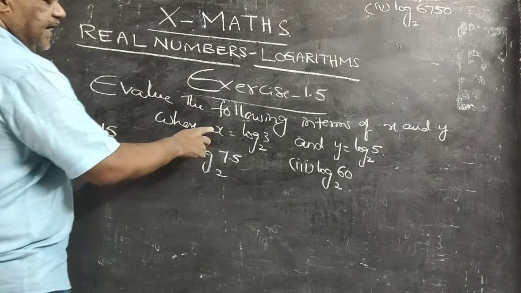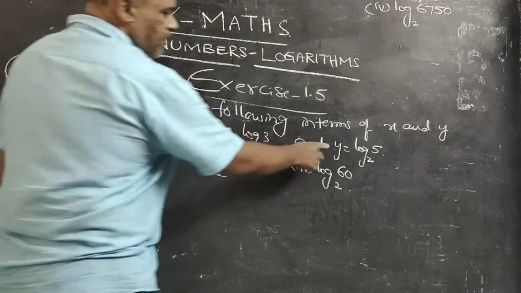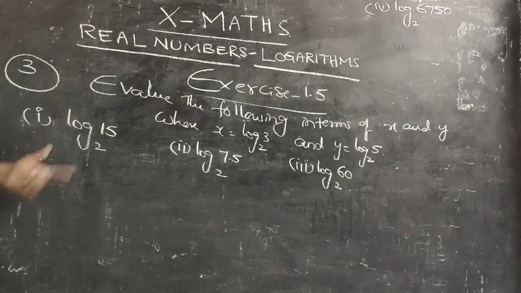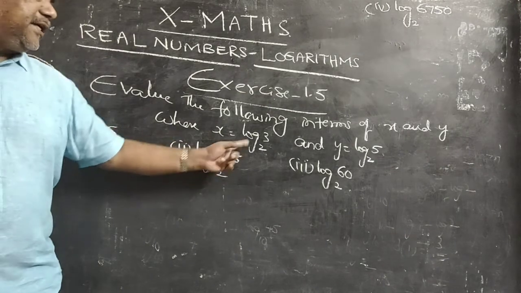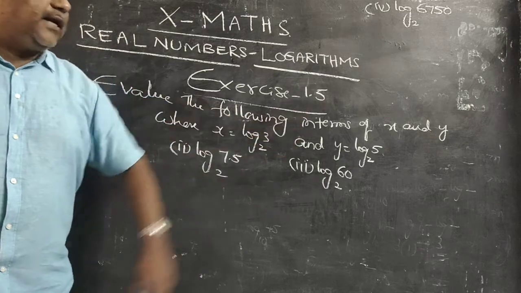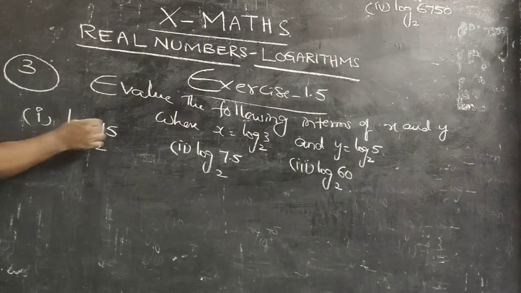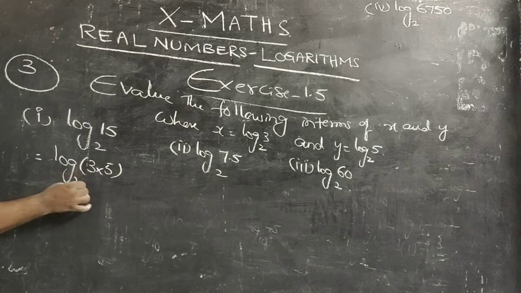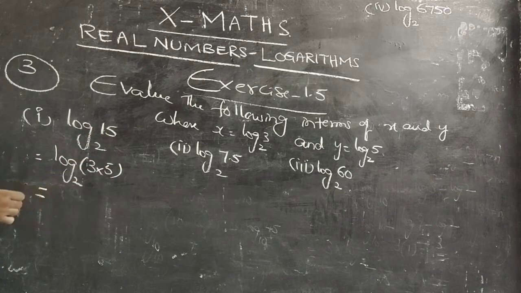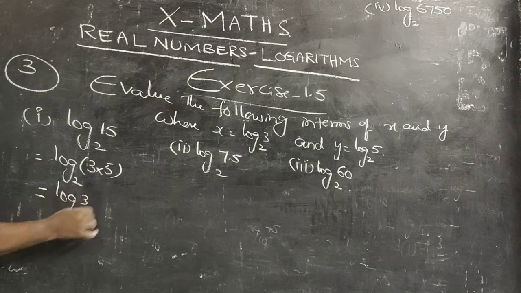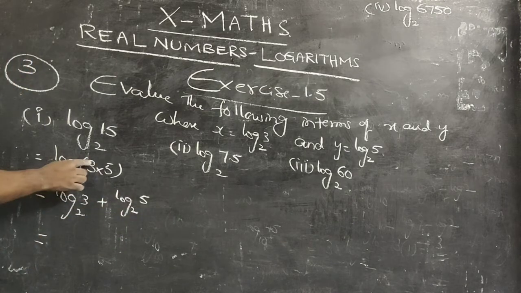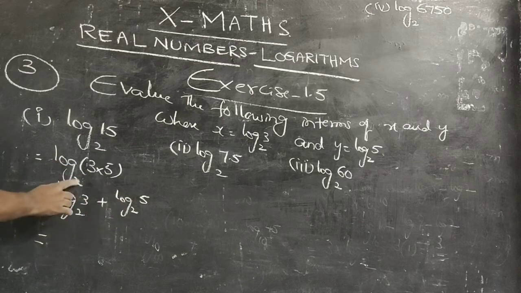Here x is given as log 3 base 2, y is given as log 5 base 2. So if you want to use x and y, you have to write the given logarithms in terms of log 3 base 2 and log 5 base 2. So log 15 can be written as 3 into 5. This is in the form of log a into b. Log a into b is log a plus log b. 3 into 5, log 3 plus log 5, base is 2.